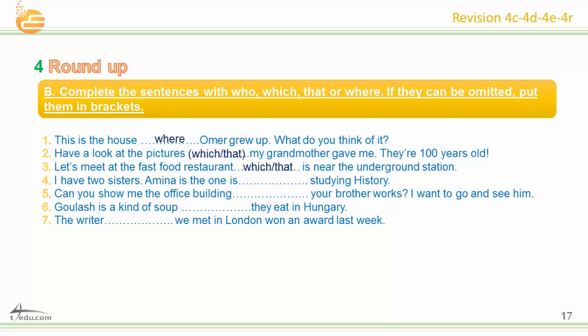4. I have two sisters. Amina is the one who is studying history. 5. Can you show me the office building where your brother works? I want to go and see him. 6. Goulash is a kind of soup which they eat in Hungary. 7. The writer who we met in London won an award last week.